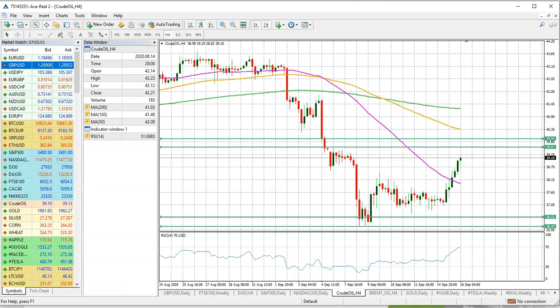Now, as always, we are going to look at the MT4 platform, as I am sure that most of you know how to trade using the MT4 platform, and it is one of the most basic platforms out there.